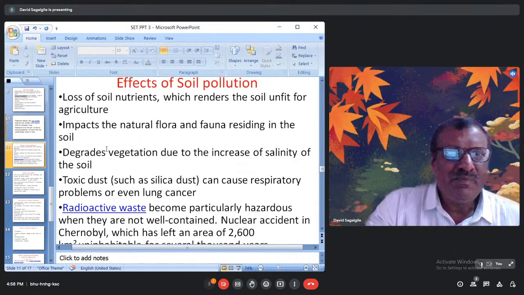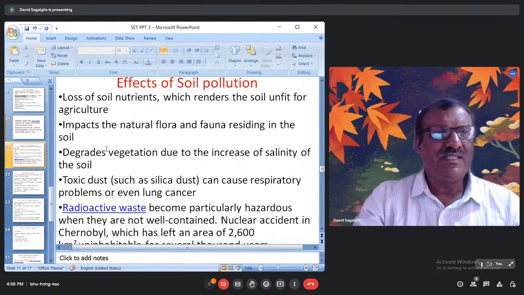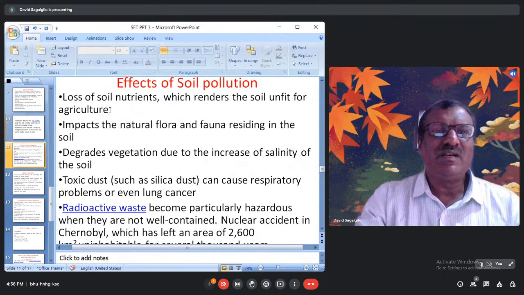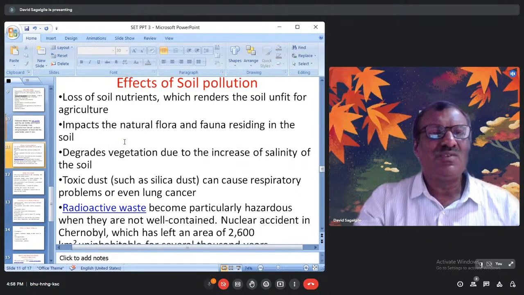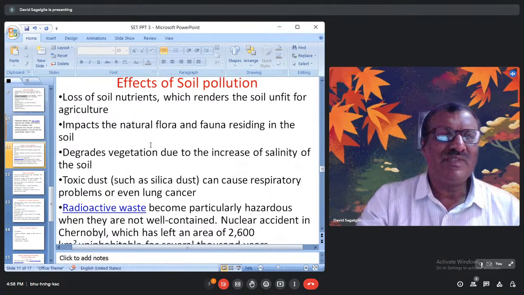So, what are the effects of soil pollution? Loss of soil nutrients, which renders the soil unfit for agriculture. Once the soil gets polluted, it also loses the nutrients, because of which the soil becomes useless for agriculture. Impacts the natural flora and fauna residing in the soil. So the different kinds of small insects, small plants and bacteria which are there in the soil get destroyed because of soil pollution.